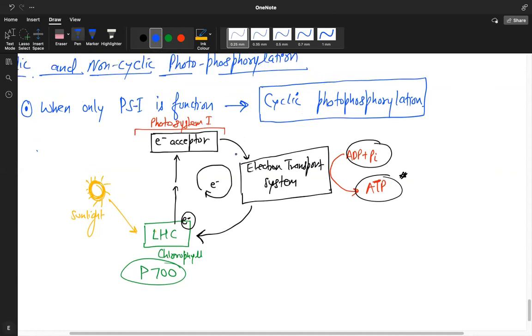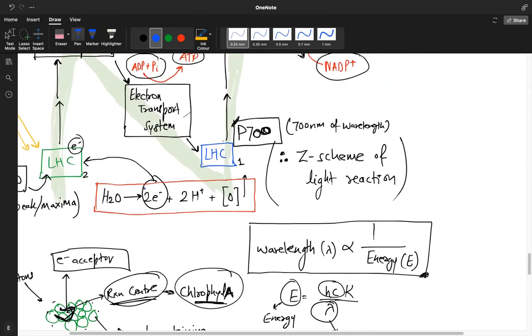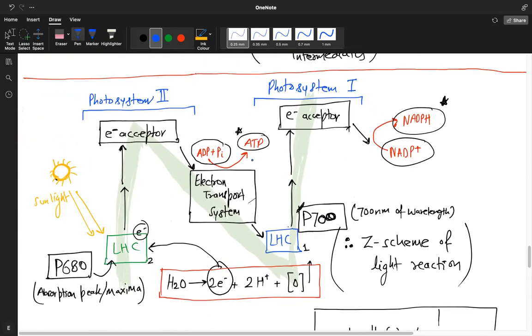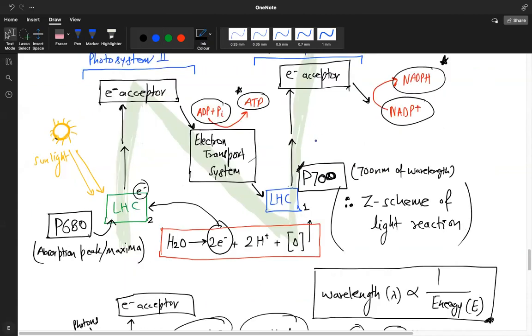But if PS1 and 2 both are there, it is non-cyclic photophosphorylation, because you make ATP by doing phosphorylation in the presence of photo, but the electron never comes back. The electron is lost. So it's non-cyclic photophosphorylation.